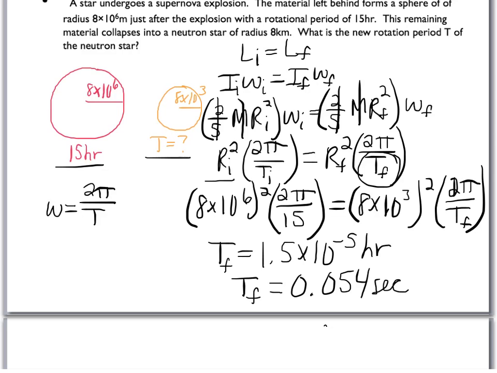Think about that in comparison to the planet Earth. We make one full rotation of this planet in the course of 24 hours. This star makes full rotations in literally fractions of a second.